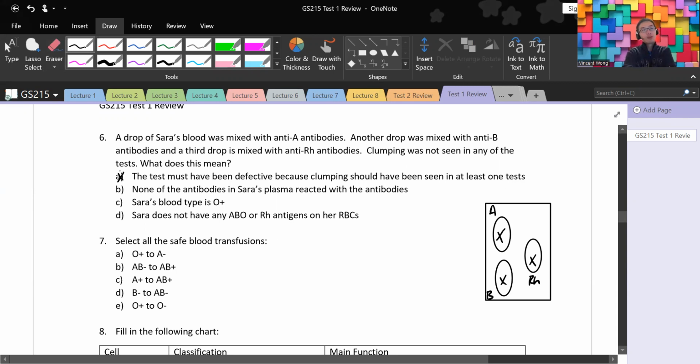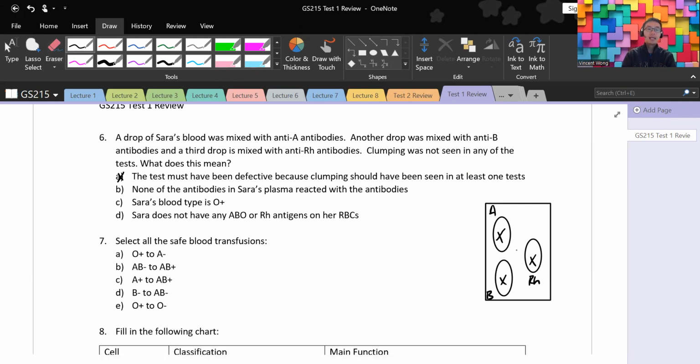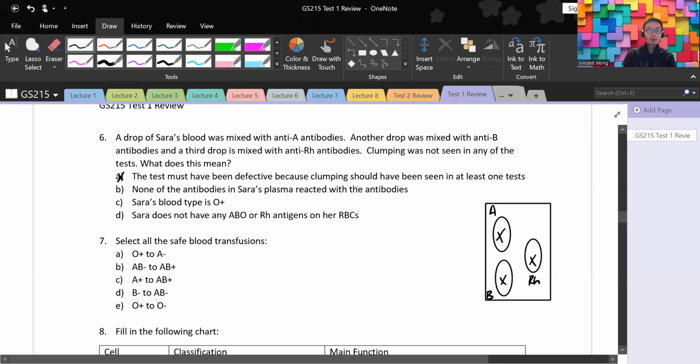If there's no reaction for any of them, it just means your cell is not expressing any of the antigens, and that certainly is a possible outcome. None of the antibodies in Sarah's plasma reacted with the antibodies. When we add the blood to the wells, we are checking to see if her red blood cells are reacting with the antibodies.